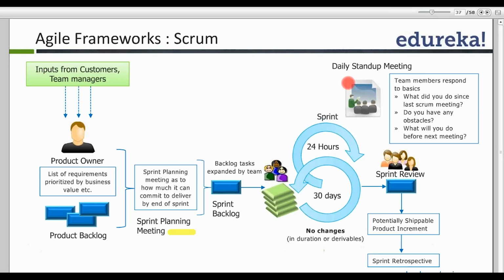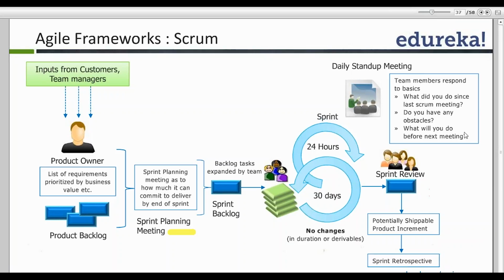At the end of the sprint, the team demonstrates the piece of work which they have done to the product owner, and that is called a sprint review meeting. So sprint review is also called a demo, and once the demo is completed and the product is accepted, we actually have what is called a potentially shippable product with us.